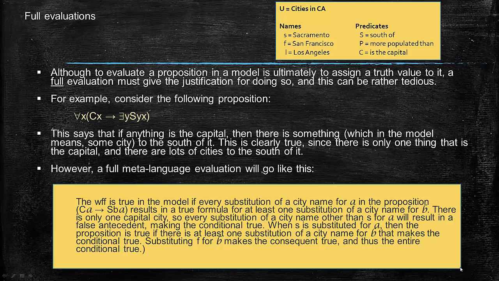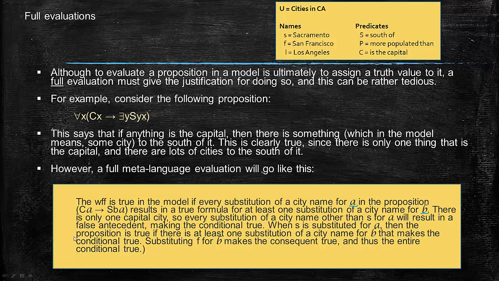So let's see if we can understand what this says. It says, the wff, meaning this up here, is true in the model if every substitution of a city name for A (now A, notice, is italicized here, so what that means is that we're using the metalanguage; it's a way of referring to any name whatsoever, right?) in the proposition, if C A then S B A, results in a true formula for at least one substitution of a city name for B. Again, metalinguistic B, some name.